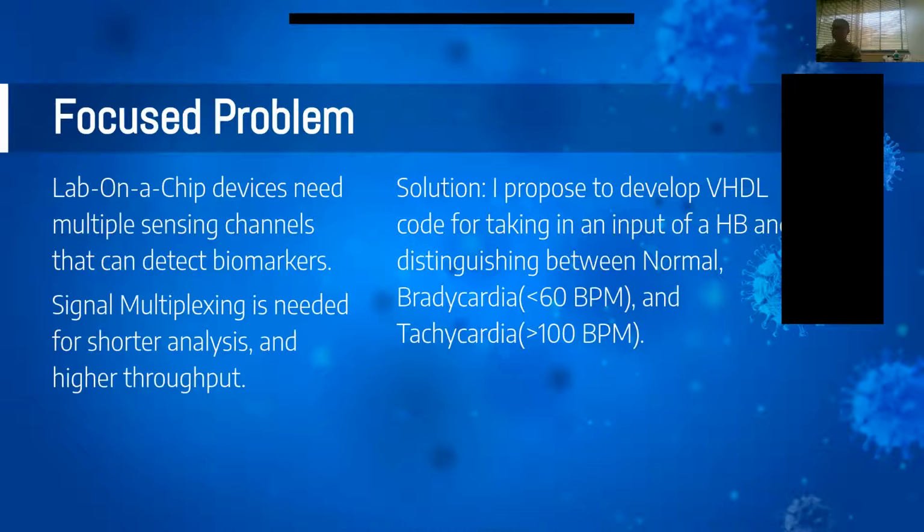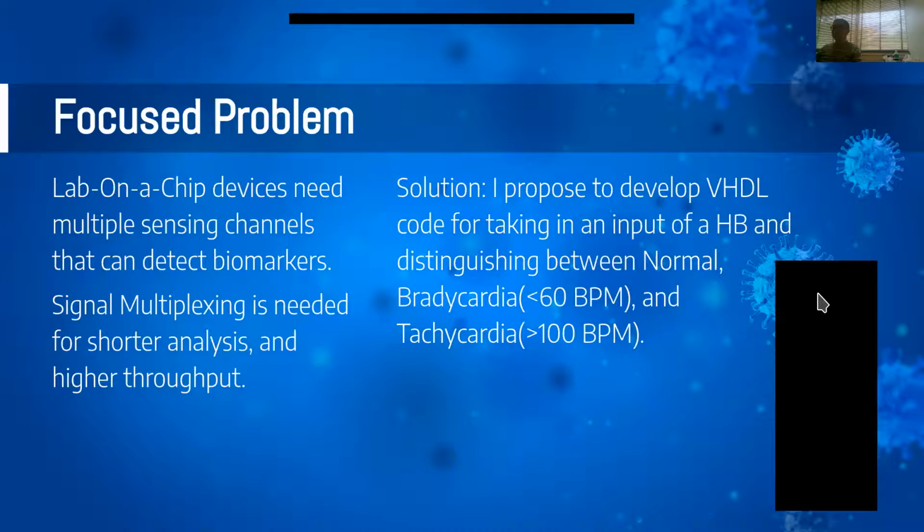Like I talked about before, a lot of the lab on chip devices have to have multiple sensing channels, and then it gets both signals. So you need some type of processor that can handle all these signals at once and give some type of output signal. So I wanted to focus on signal multiplexing to take in these biomarkers. Since I obviously don't have access to a biological lab right now, I can't do any crazy biomarker testing. I'm going to focus on heartbeats since that's an easy test bench to do.